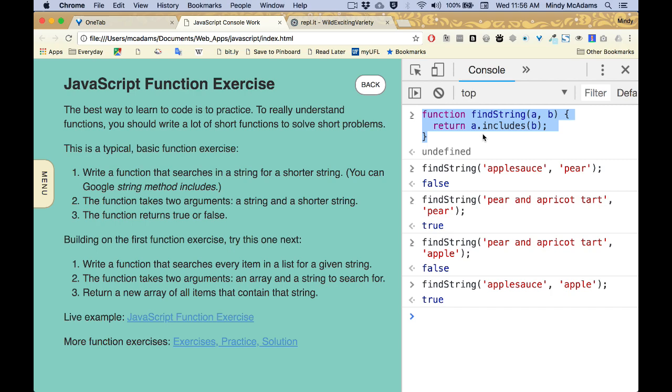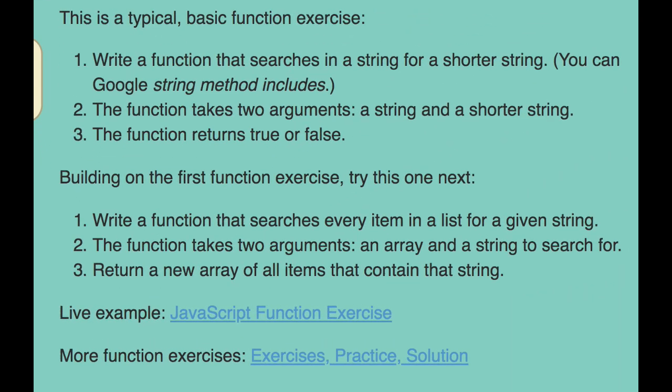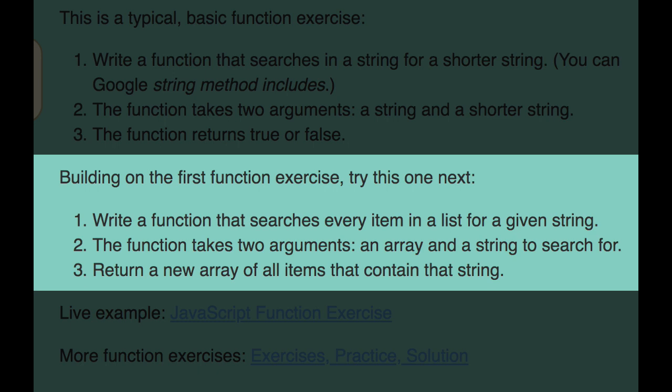So for our second function, we've got 3 instructions. We're going to write a function that searches every item in a list, and it's searching for a given string. So it searches each item for that string. The function takes 2 arguments. The first argument is an array. The second argument is the string we want to search for. And what we're going to return is a new array of all the items that contain that string.